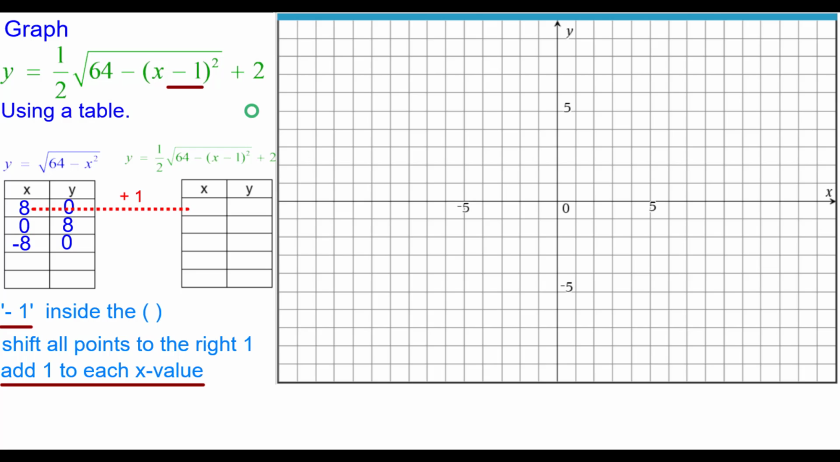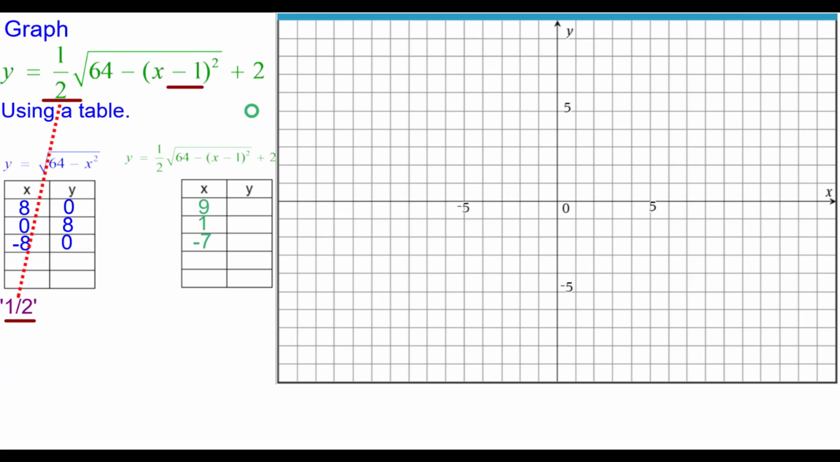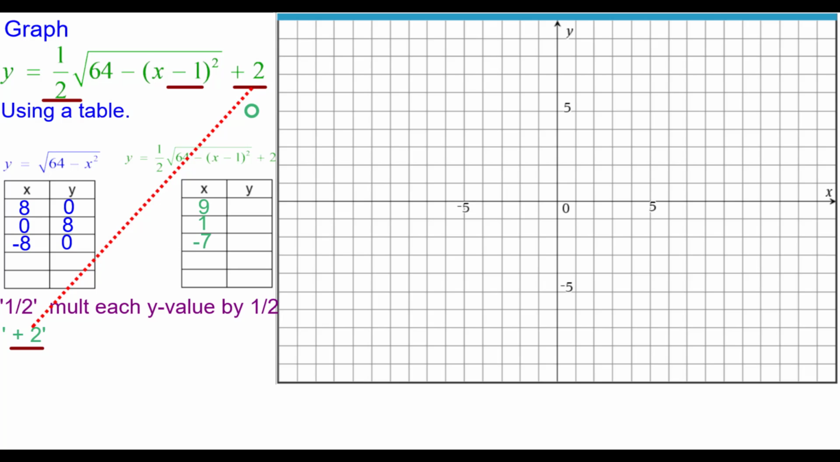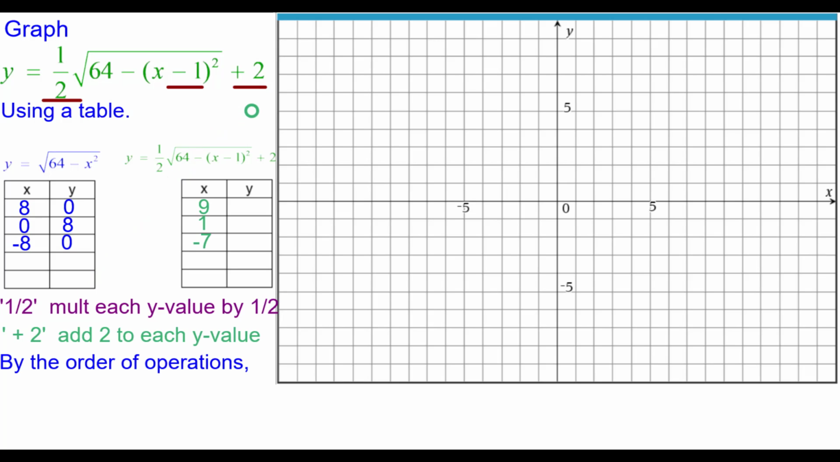So 8 plus 1 is 9. 0 plus 1 is 1. And negative 8 plus 1 is negative 7. The 1/2 multiplies each y value by 1/2. And the plus 2 adds 2 to each y value. And according to the order of operations, we multiply first, then we add. So we're going to multiply by 1/2 and then add 2.